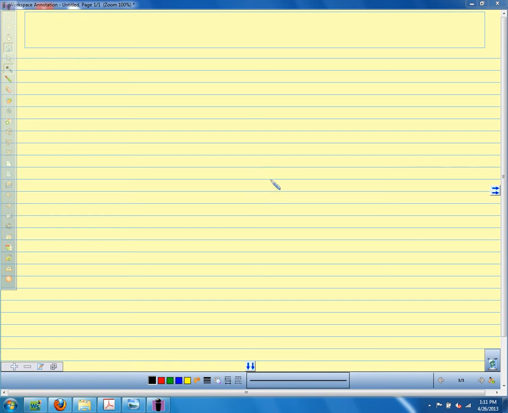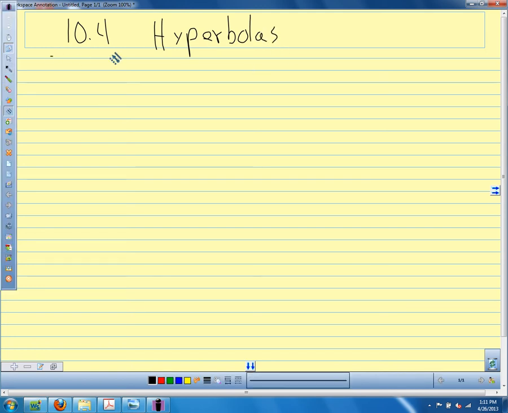All right, so we're in section 10.4, talking about hyperbolas. I'll grab the note sheets in just a second. I just want to talk a little bit about hyperbolas, and then we'll get the notes onto the note sheet.